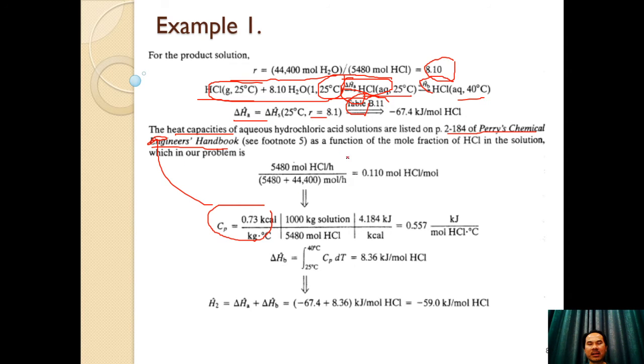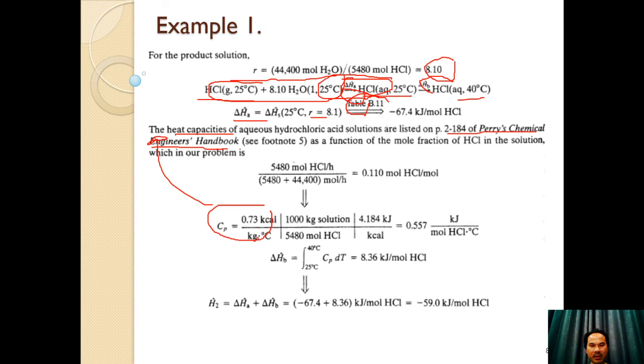For this case we have 44,400 mole of water and 5,480 mole of HCl. Then you can find the fraction of HCl. You get 0.11 mole HCl per total mole. Okay, per total mole. You know CP, and then you can calculate it in terms of kilojoule per mole HCl per Celsius.